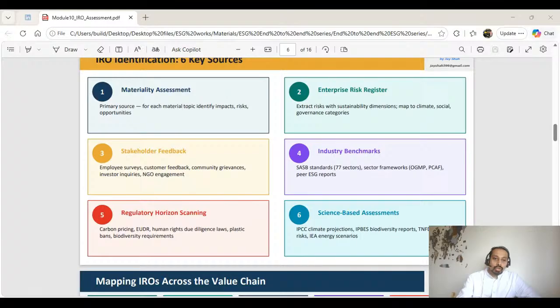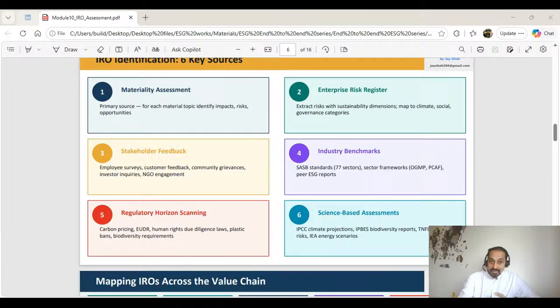Source 5 is regulatory horizon scanning. Emerging regulation is one of the most important sources of transition risk. The EU deforestation regulation, for example, CBAM, human rights due diligence law, plastics taxes. These are all at various stages of implementation or development. If a regulation is coming that will affect your business model, that's transition risk that needs to be in your IRO register now. So that is source 5.